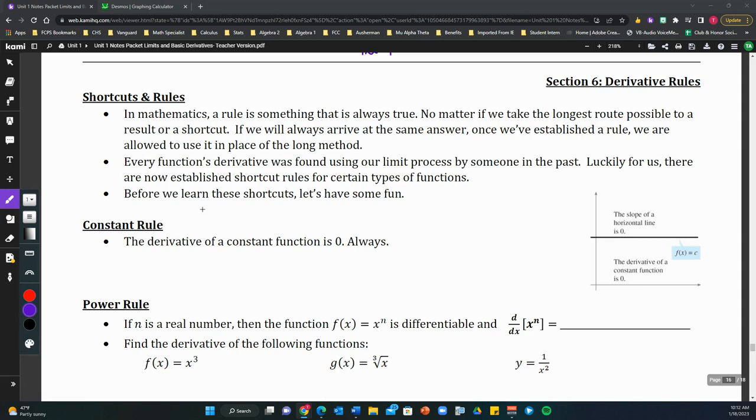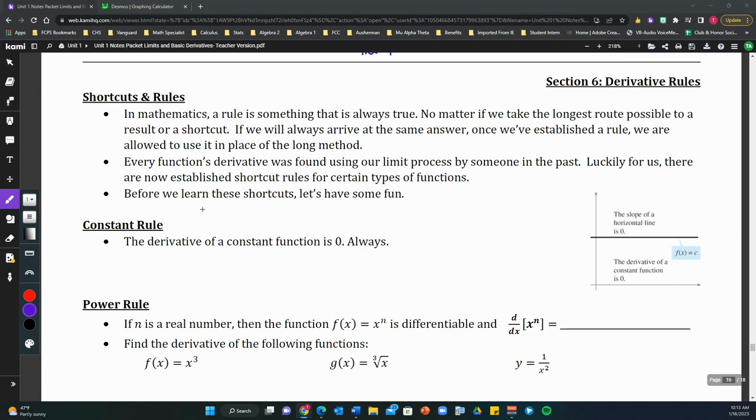Isaac Newton, Gottfried Leibniz, those two guys did all the legwork for us. Because of that, now there are established shortcut rules for certain types of functions. So there are ways for us to get around having to do that limit process every time. Good news for you guys, you never have to do that limit process again if you've made it this far into the course.